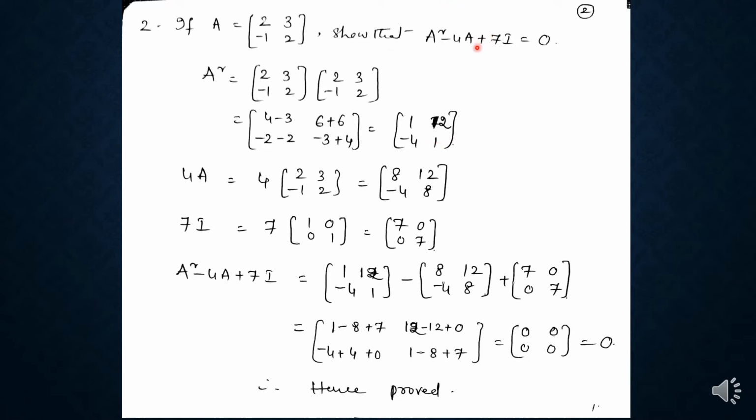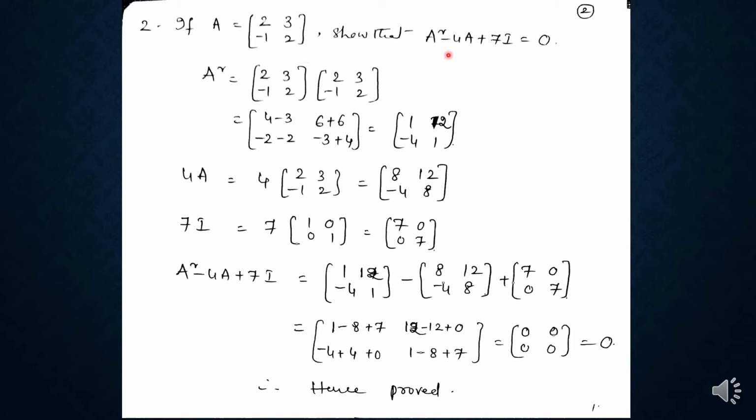Now we have to find the value of 4A. 4A means 4 into what is A here, [[2, 3], [-1, 2]]. By multiplying with 4, we will get 4 into 2, 8. 4 into 3, 12. 4 into minus 1, minus 4. 4 into 2, 8. So this is 4A.